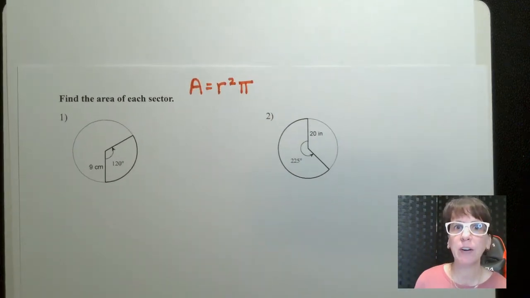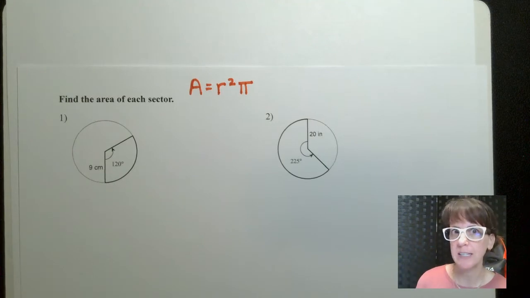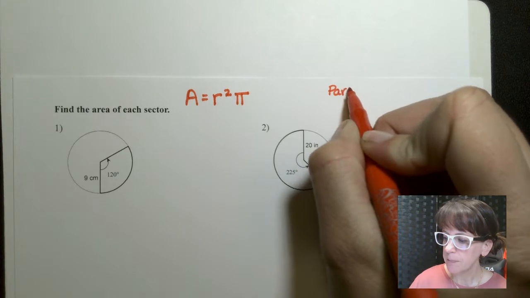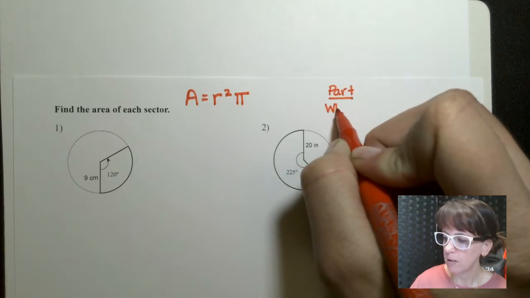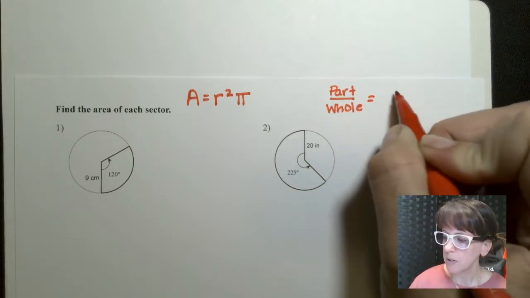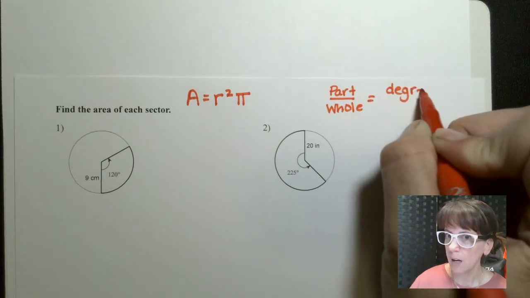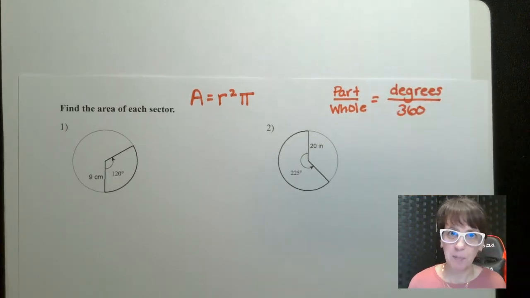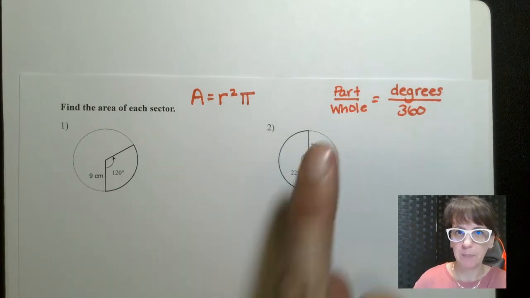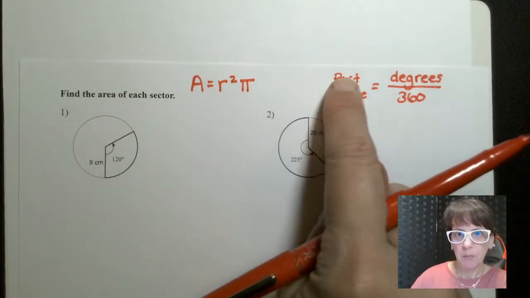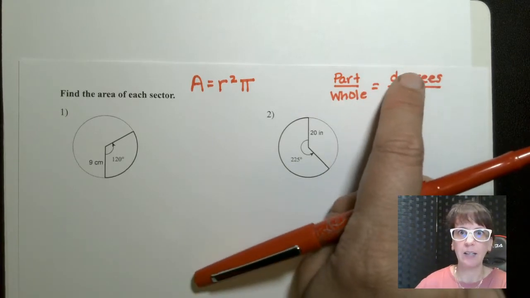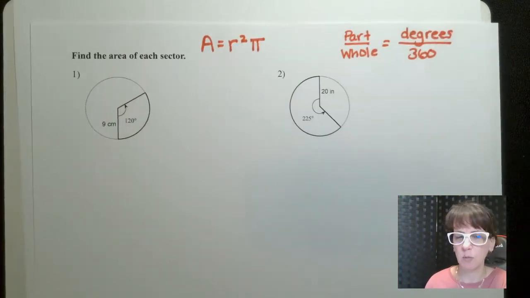Now, when we go to find the area of the sector, here's where it's a good idea to write down some notes. The area of a sector is part over whole equals degrees over 360. So essentially we're just setting up a proportion with two ratios here. We're looking for the part of the area over the whole area, and then the degrees that we have over 360. So what do I mean by that?